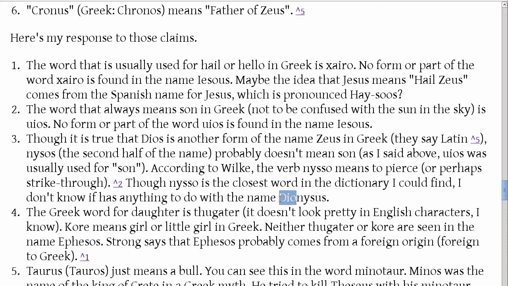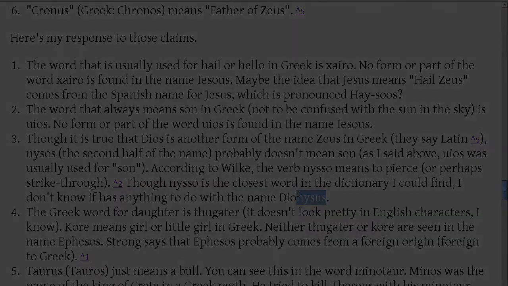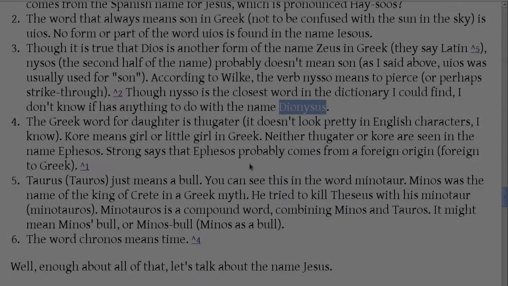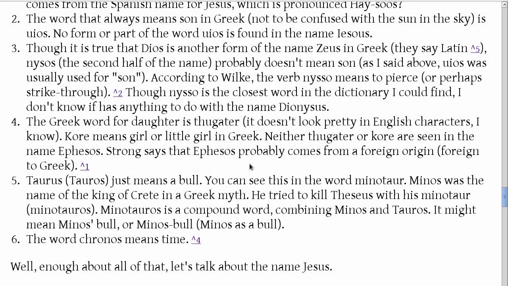This is probably from Theos, which means Zeus, and now don't forget, this is actually an O in Greek, so it'd be Theo Nousos. This is possibly Nousso, which, according to Wilke, means to pierce or perhaps, I say perhaps, strike through. So maybe Zeus pierces, or Zeus strikes, like a fatal blow, like someone stabs someone else with a spear through them. That would be a fatal wound.